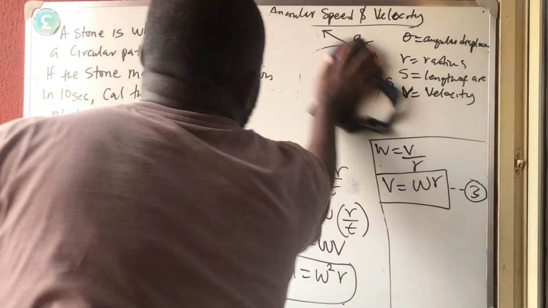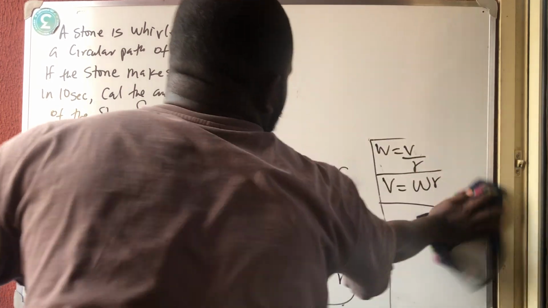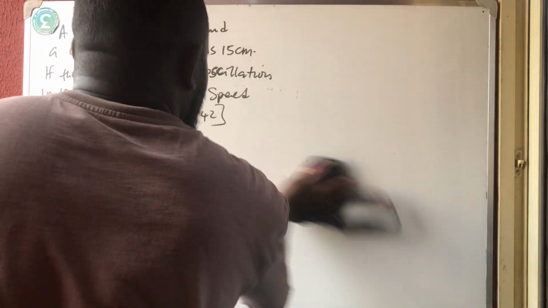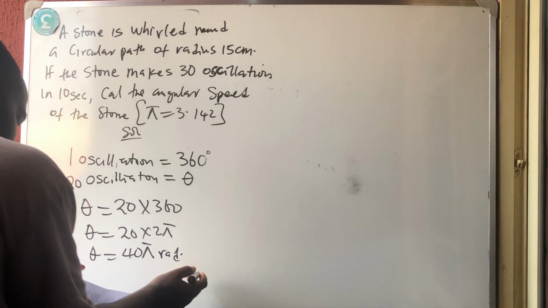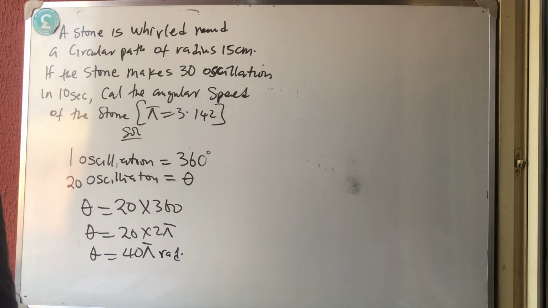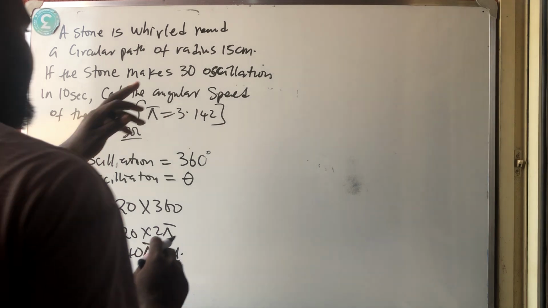Why am I using pi? Because I want my answer to be in radian. So 40 pi radian. Okay, so they now said we should calculate what? We should calculate the angular speed.